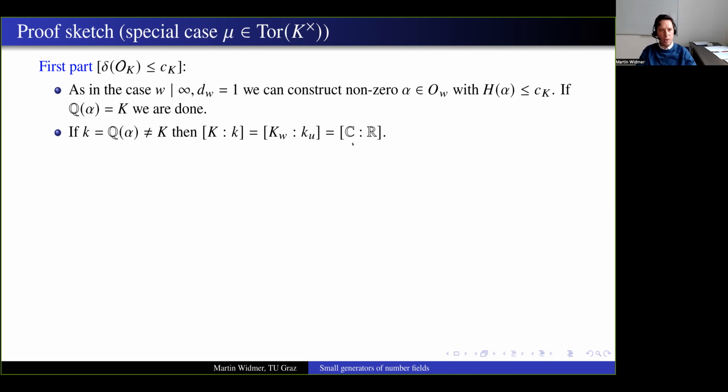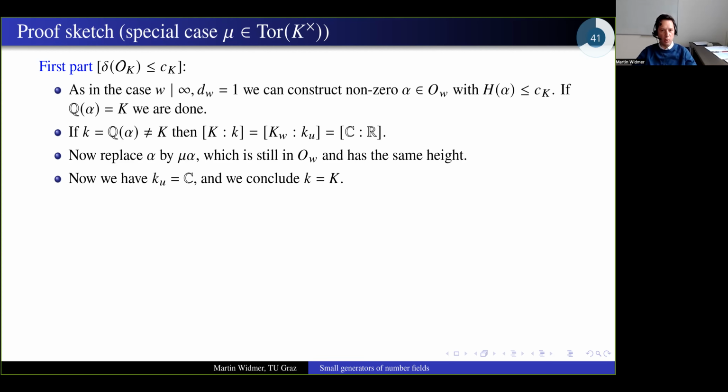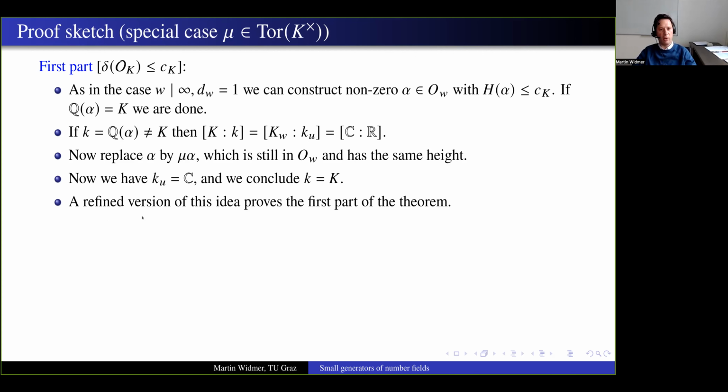Okay. Now, what we do is we simply replace alpha by mu times alpha. Of course, mu times alpha still lies in O_W because we haven't changed any of the absolute values. And for the same reason, the height hasn't changed either. But of course, now we are lifting k_w to C. It's no longer possible that k_w is still R, and that produces the conclusion that we now have a generator. So mu alpha is a generator. Okay, and essentially the same, well, a refined version of this idea proves the first part of the theorem.